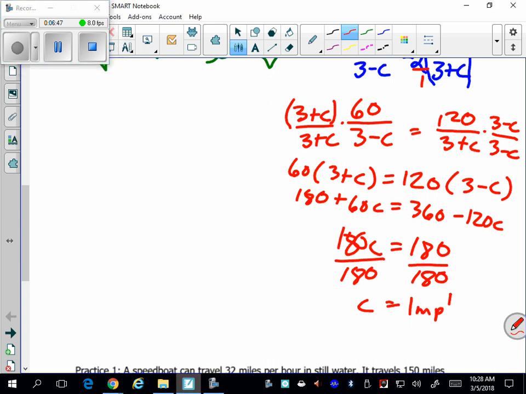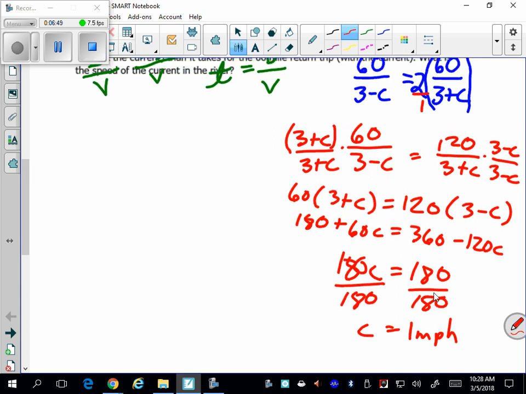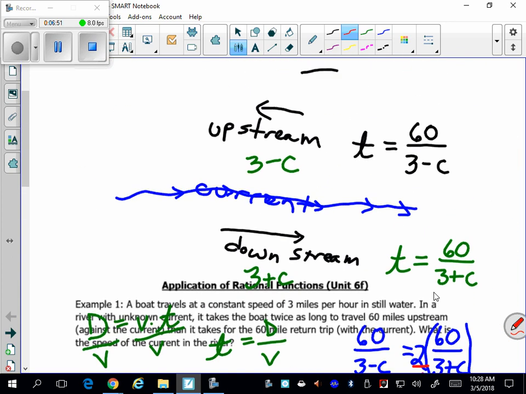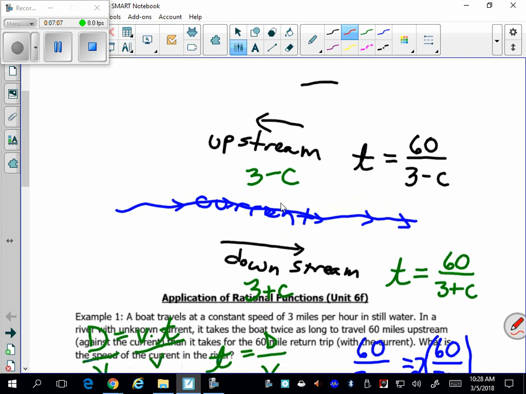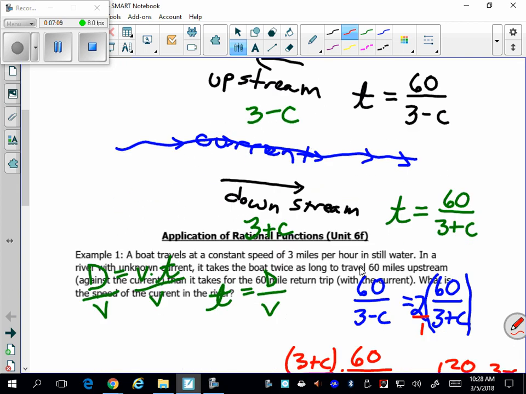Let's just go back up to the problem to make sure this works. Oh, I got stuff written all over the place. Sorry about that. But here's our problem. 3 minus c, so that'd be a current, so the speed would be 2. And 3 plus c, the speed would be 3 plus 1 is 4. So downstream would go twice as fast as upstream, and that's what it says in the problem. The boat takes twice as long to go upstream as it does downstream. So it works out. So the current is 1 mile per hour.